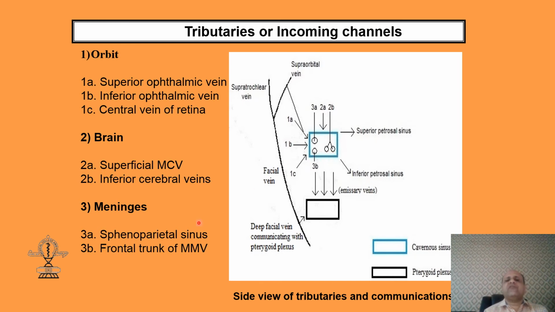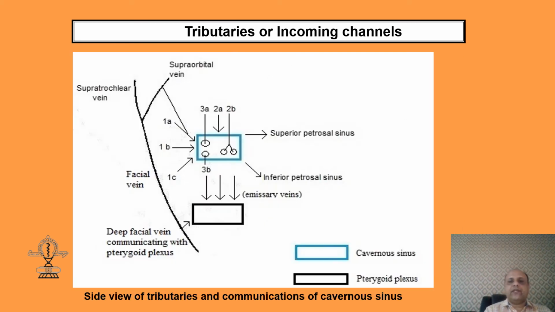And the third source of incoming channels into the cavernous sinus is from the meninges. So from the meninges we have 3A, which represents the sphenoparietal sinus. I showed it to you previously on the bone also. And we have the frontal trunk of the middle meningeal vein represented by 3B, which also enters the cavernous sinus. So we have three sources from where incoming channels or tributaries enter the cavernous sinus. So this diagram also you need to practice.